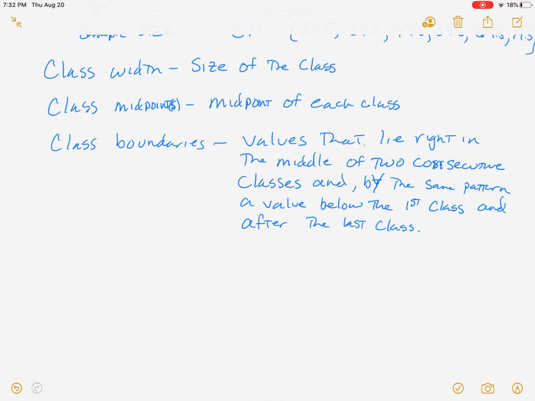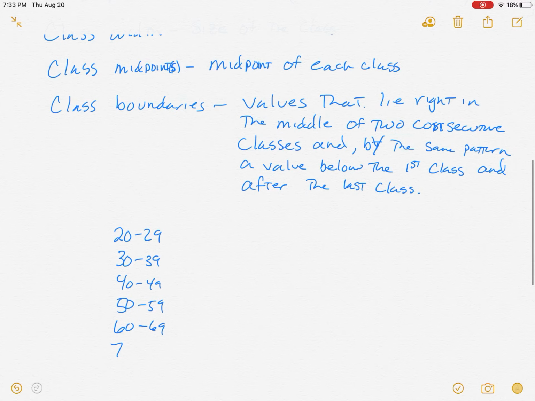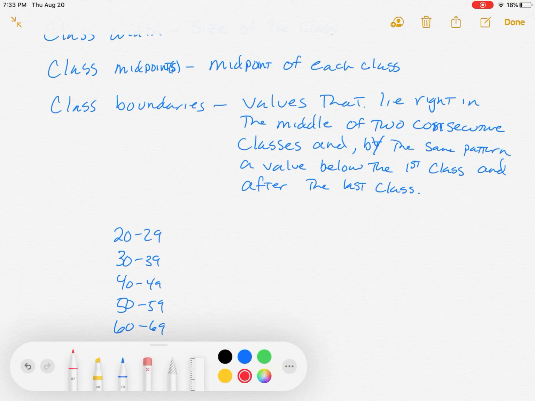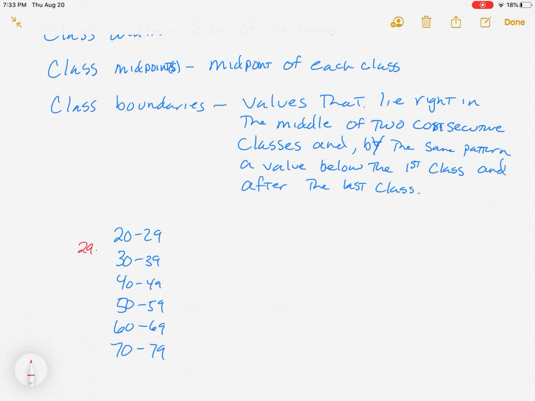Remember what our category was: 20 to 29, 30 to 39, 40 to 49, 50 to 59, 60 to 69, and 70 to 79. Those were our classes. Now, what are the class boundaries? They're the values that lie right in between the two. So let me come and put them in red. What's right in between 29 and 30? 29.5 is right in between 29 and 30.